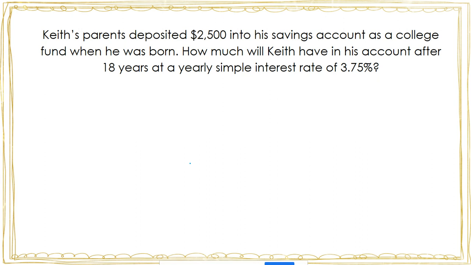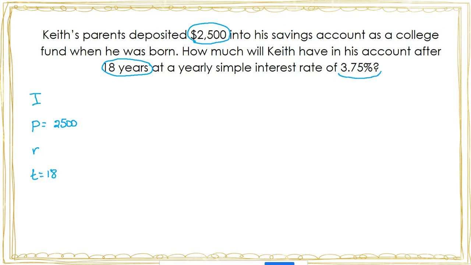Now let's look at this problem. Keith's parents deposited $2,500 into his savings account as a college fund when he was born. How much will Keith have in his account after 18 years at a yearly simple interest rate of 3.75%? So let's see what we have here. If Keith's parents deposited $2,500, then that is our principal amount. Then it says that they left it in his account for 18 years, so that is the time.